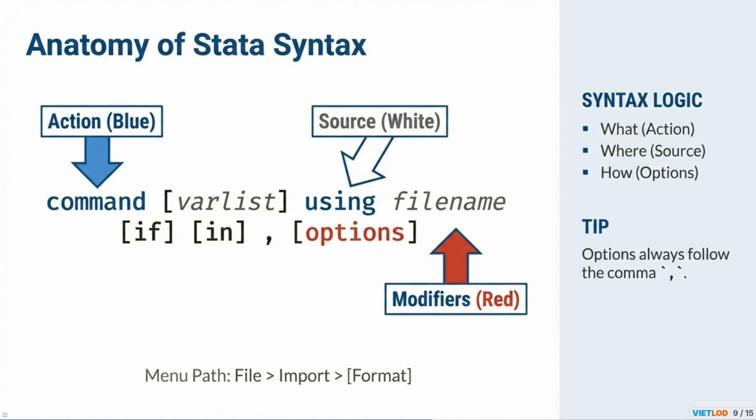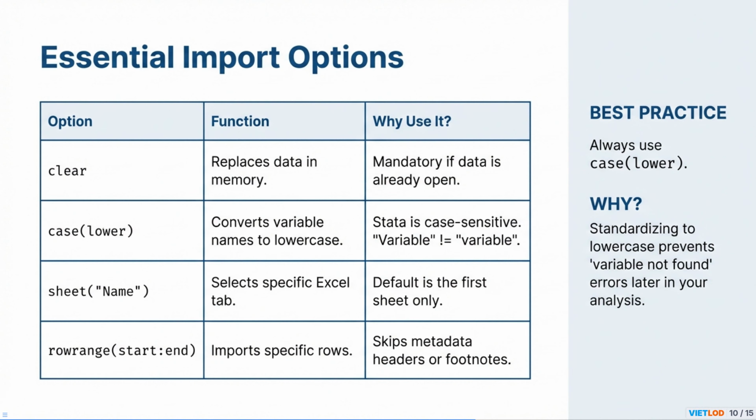This is where you specify details like which sheet to import from an Excel file or how to handle the first row. For example, in the command import delimited using data.csv clear, the action is import delimited, the source is data.csv, and the option is clear. These options are incredibly powerful. Let's look at some of the most essential options you'll use in almost every import task.